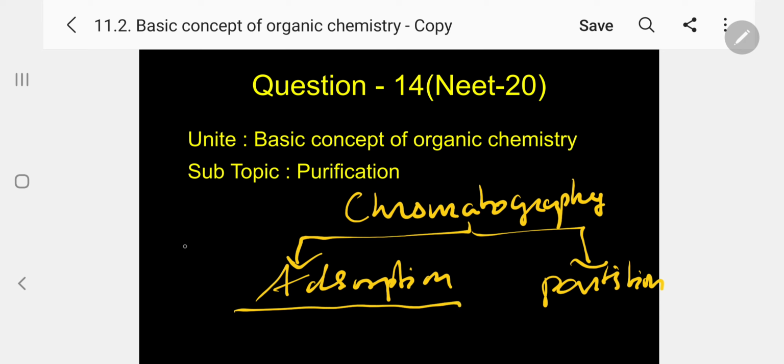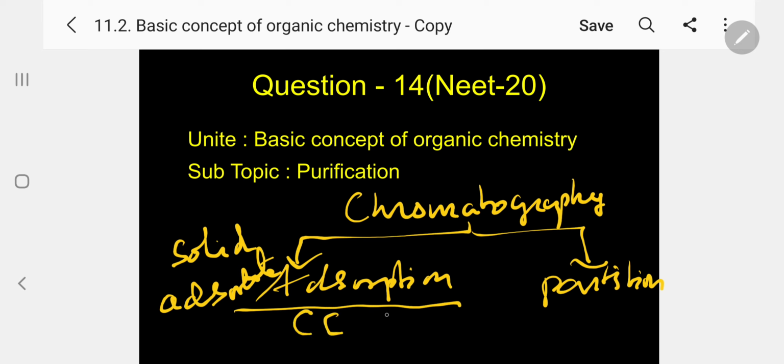There will be a solid as an adsorbent, and a liquid and solid will be there as an adsorbate. Kindly follow. So what chromatography comes under this? Column chromatography and thin layer chromatography are specific examples based on adsorption as per your syllabus.